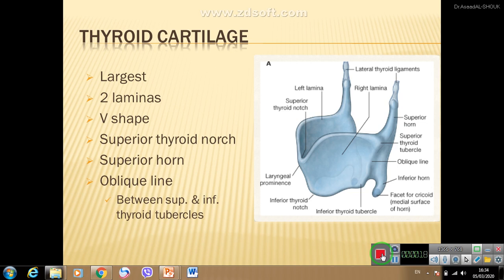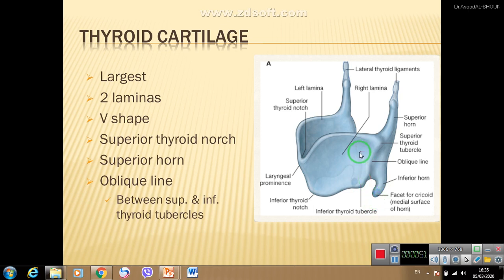It consists of two conjoined laminae. You can see this part, هذا الجزء يصيحوا له الثايرويد lamina, and posteriorly it projected upward and downward as the superior horn and inferior horn. The inferior horn articulates below here with the cricoid cartilage at the cricothyroid joint.